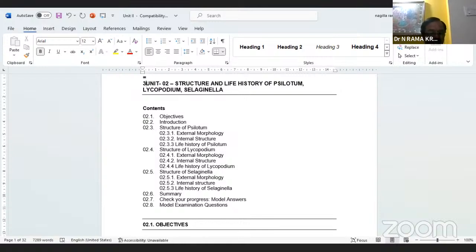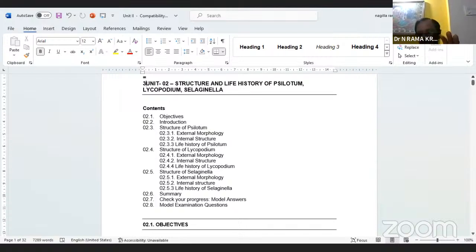Now, first point, the protosteles. This protostele has four types: haplostele, actinostele, plectostele, and mixed stele. This is stellar evolution, by Jeffrey in 1953 and Smith in 1955. There are two main types of steles among the vascular plants, protostele and siphonostele.